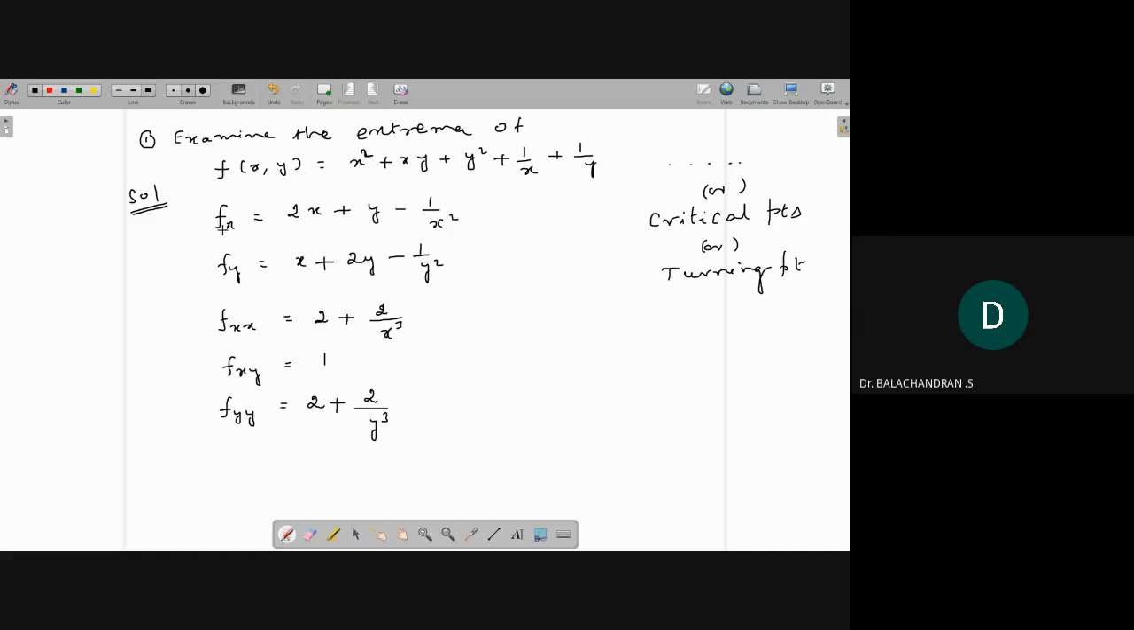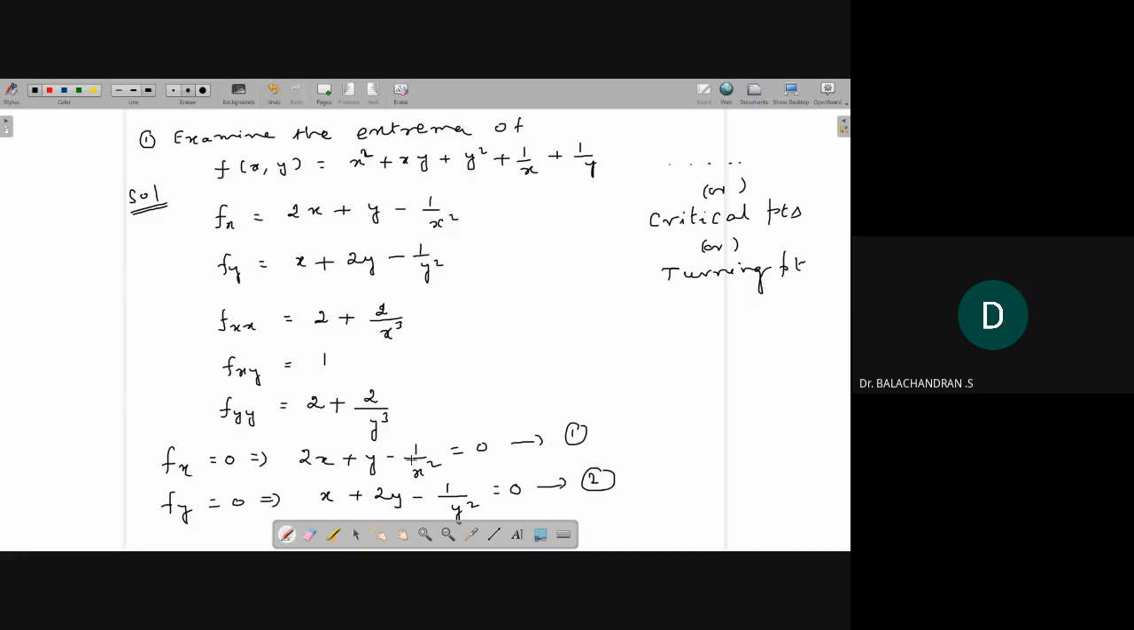Now I am going to equate fx and fy equal to 0. So fx equal to 0 implies 2x plus y minus 1 by x square equal to 0. And fy equal to 0 implies x plus 2y minus 1 by y square equal to 0. I call this equation number 1, and this is equation number 2.